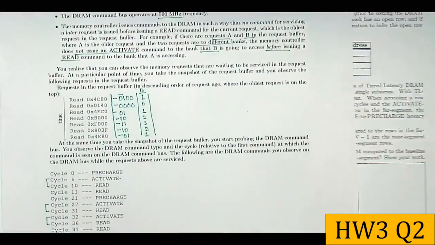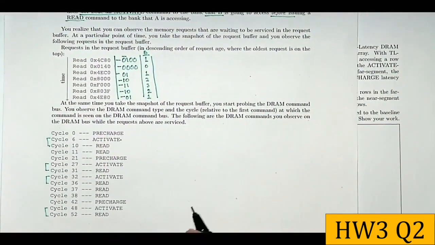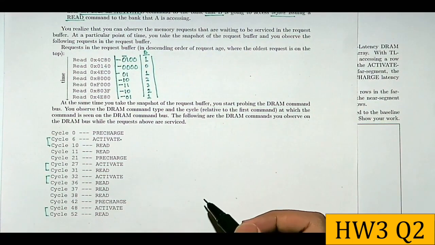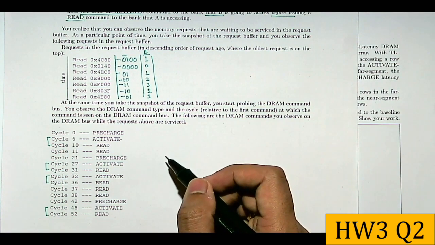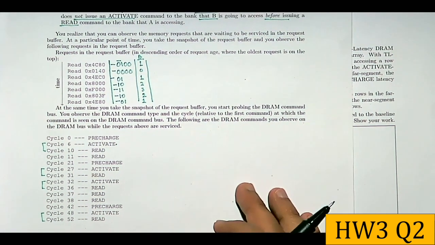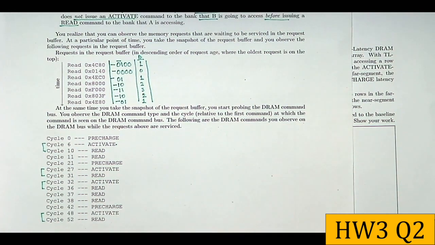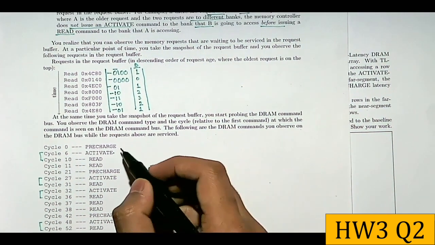Now let's see. Activate to pre-charge latency, if you recollect the DRAM operation, has to do with the DRAM row conflict. Make sense? So if you have a different open row, you need to actually close that row before opening a new row, right? So let's then focus on the accesses which are going to the same bank.